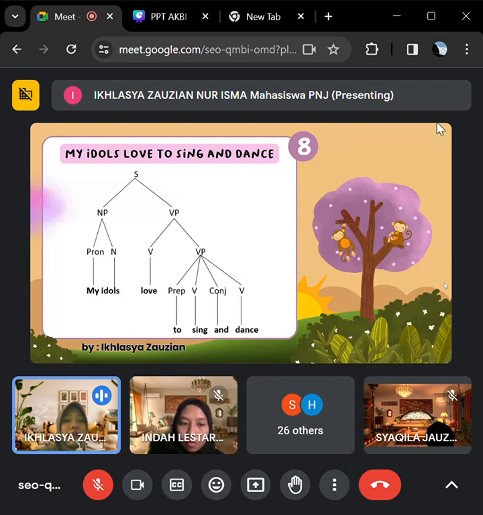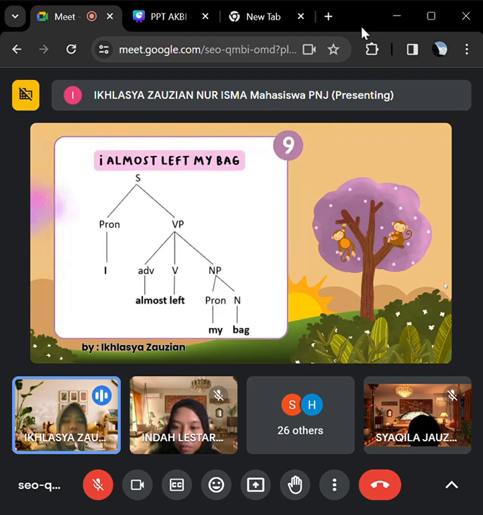Next, my idols love to sing and dance. My is a pronoun, idols is a noun, my idols is a noun phrase. Love is a verb, to is a preposition, sing is a verb, and is a conjunction, dance is a verb. To sing and dance is a verb phrase. Love to sing and dance is a verb phrase.